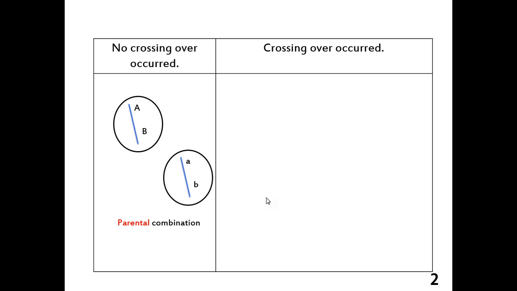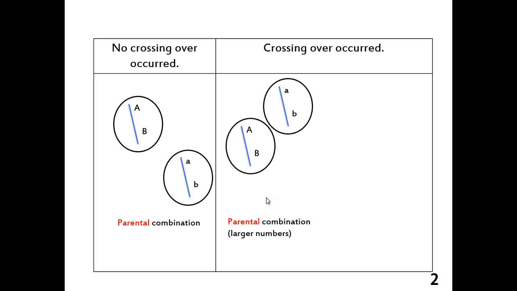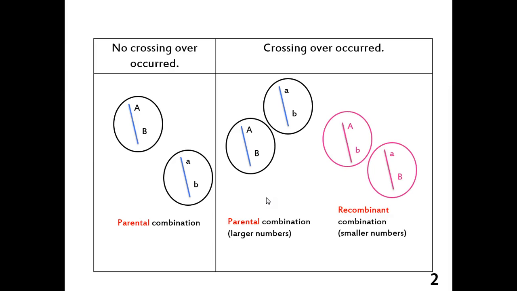Alright, on the box to the left, when there's no crossing over, we will see the following 2 gametes. The capital letter A allele will combine with the capital letter B allele to go into the same gamete. The other gamete has the small letter a and the small letter b. We refer to these as the parental combination, because they follow the exact same combination that you see in the previous germline cell. In the box to the right, if crossing over does occur, you will still see the parental combination as well as 2 new combinations we refer to as recombinant.